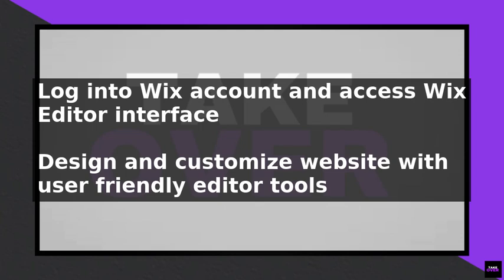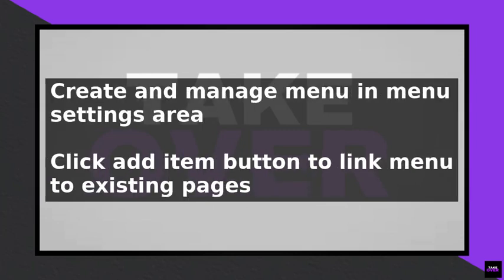In the menu settings, you will see a list of existing pages on your website. To link a menu item to a page, click on the Add Item button and select the page you want to link to from the drop-down list. You can also create a new page by clicking on the Create New Page button.